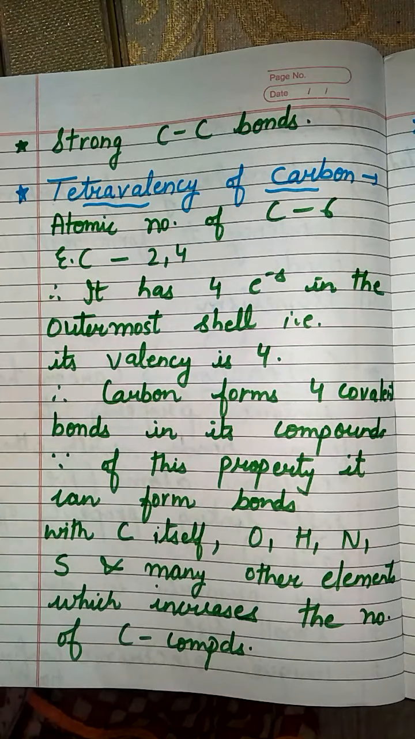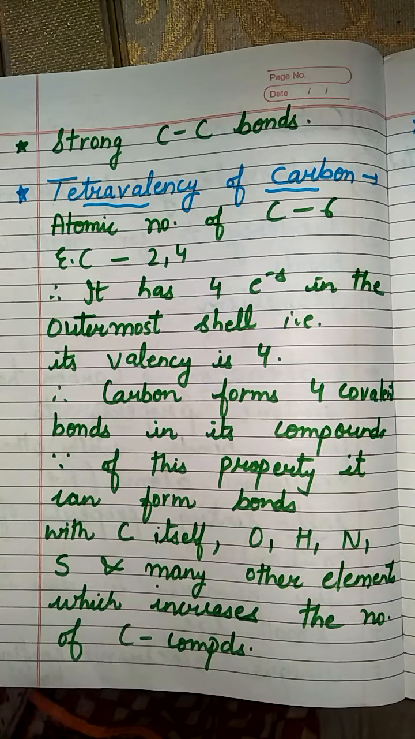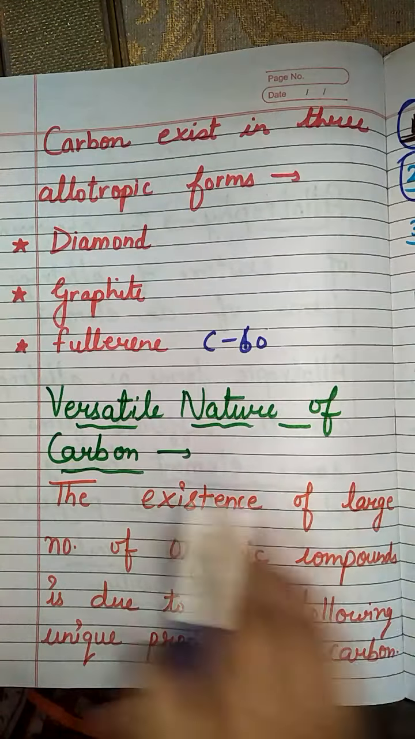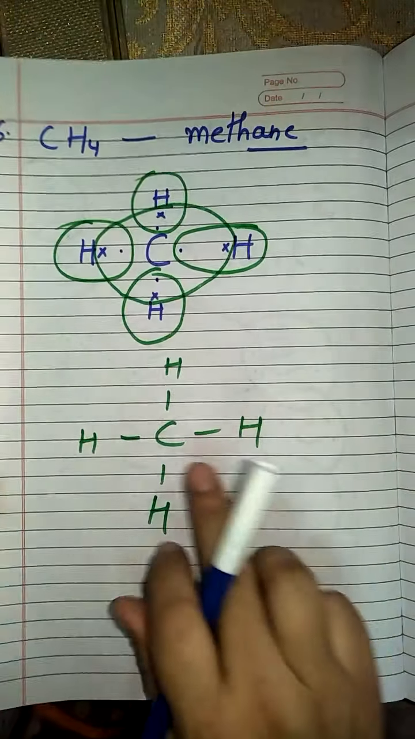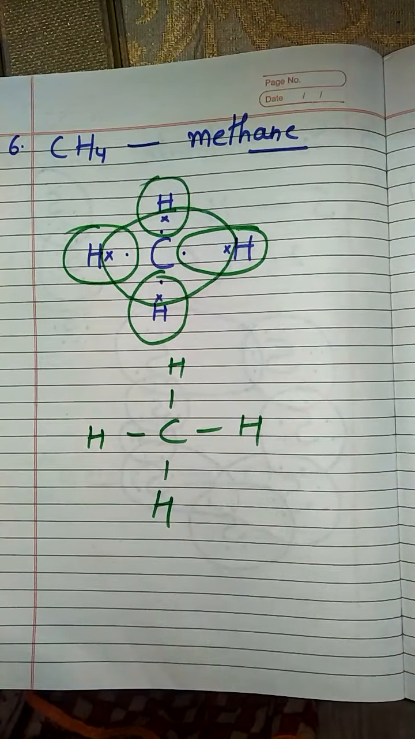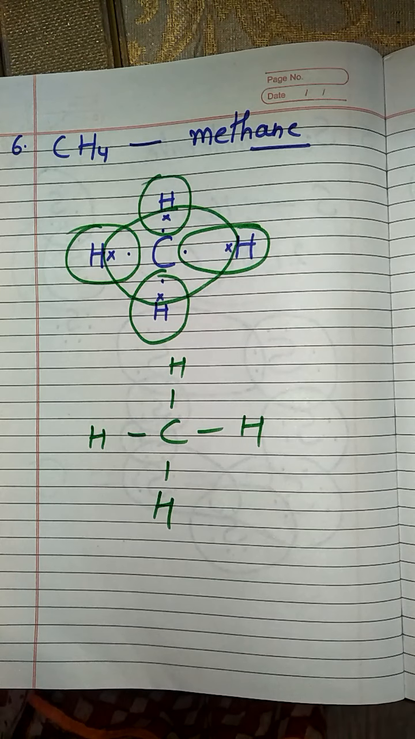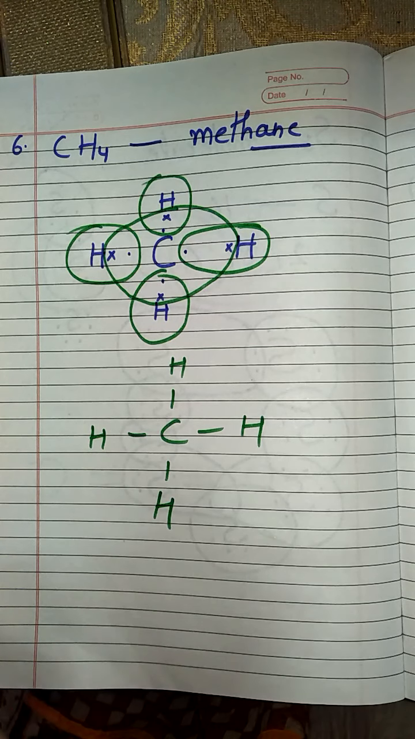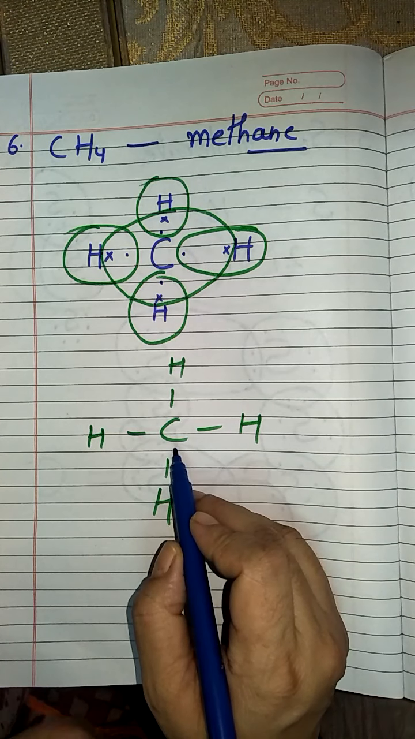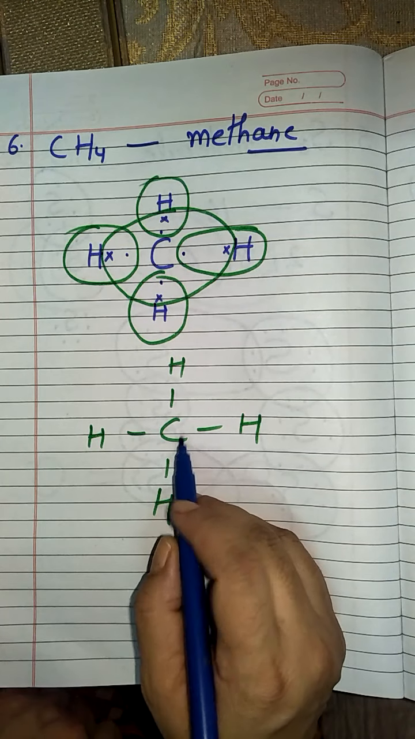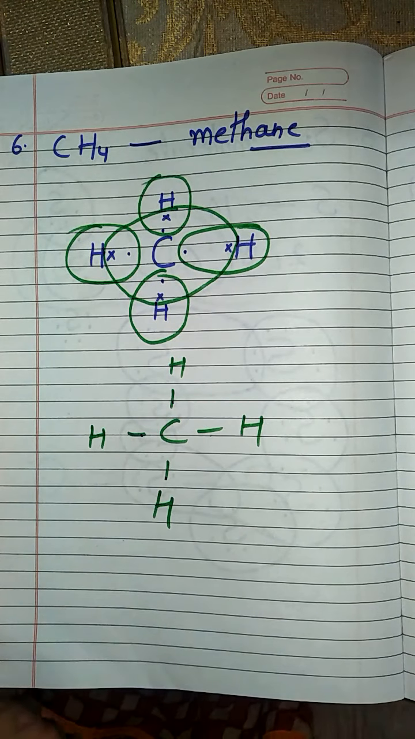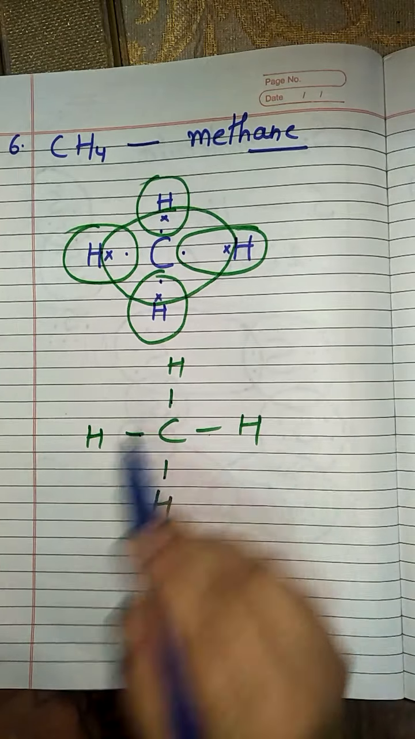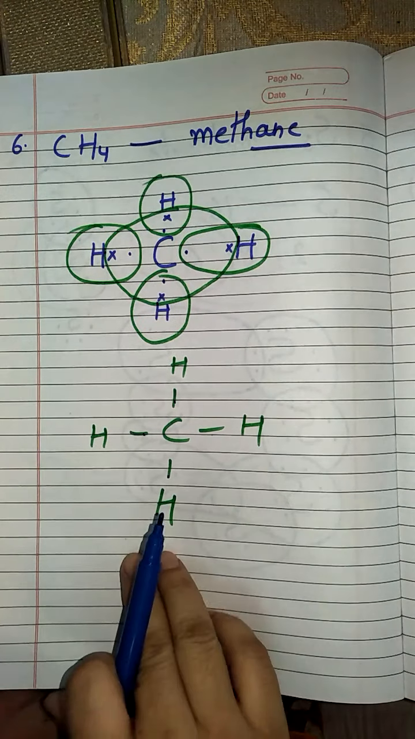How is it going to form 4 covalent bonds? This I will show. See here, if we take one example, I have discussed the formation of the compound methane. Carbon has a valency of 4. That's why it is going to make 4 bonds: 1, 2, 3, 4. It is mandatory that there be 4, otherwise it is not going to form any bond.